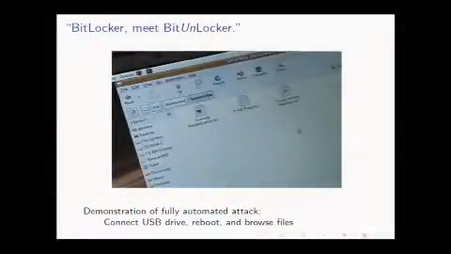Right. Pressing on. So we tried this against essentially every full disk encryption product that we found, and it worked against all of them.